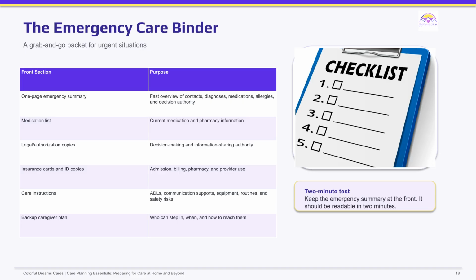Your emergency binder is your grab-and-go solution. In a crisis, time is limited. Keep an emergency summary at the very front. If it takes longer than 2 minutes to read, it's too complex for an emergency. Review and update these pages on a regular schedule.